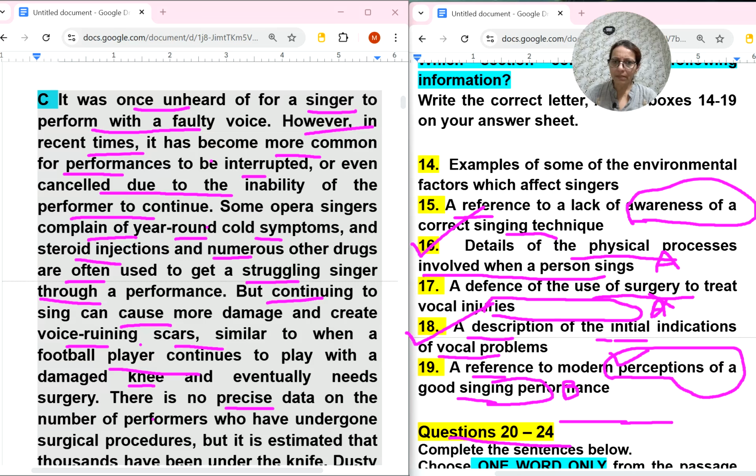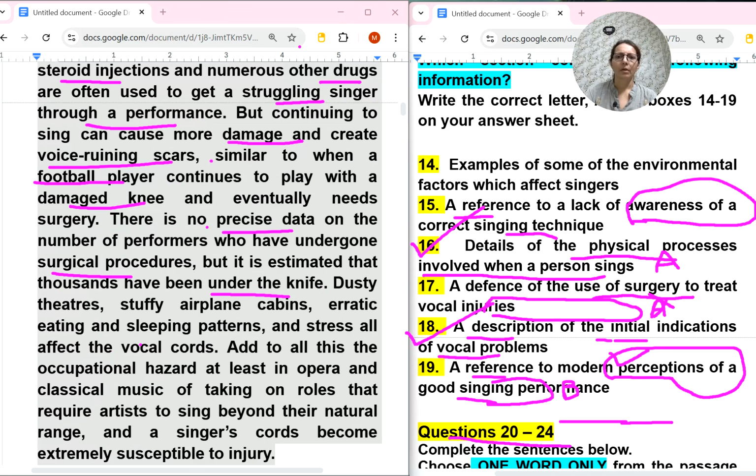There is no precise data on the number of performers who have undergone surgical procedures. So yeah, a little bit more. We will read this paragraph. Okay, till here we have read C number paragraph. Now we will read this. There is no precise data on the number of performers who have undergone surgical procedures, but it is estimated that thousands have been under the knife.